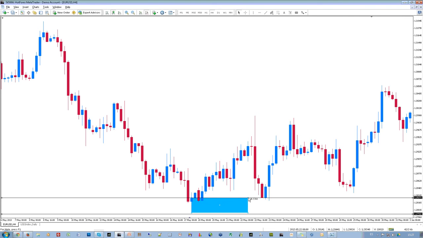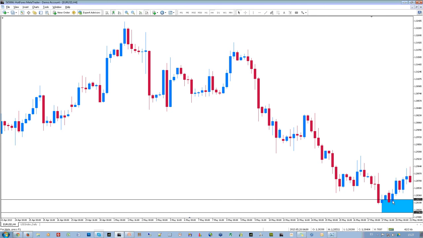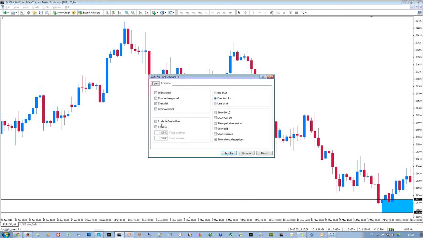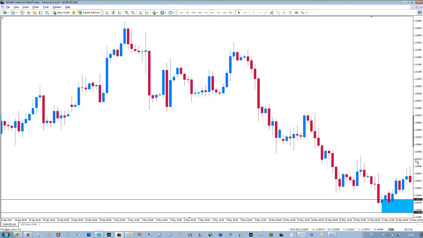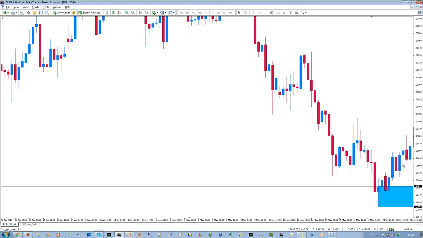Now let's talk about how fresh or how original this level is. This is a very mechanical way of doing it. So we are here. We have a drop, a base, and a rally. Is this level fresh or is it not fresh? Let me use a scale fix and make it like this.